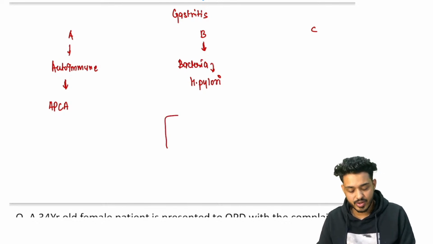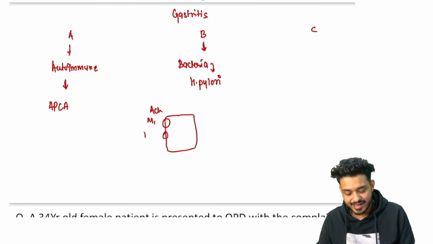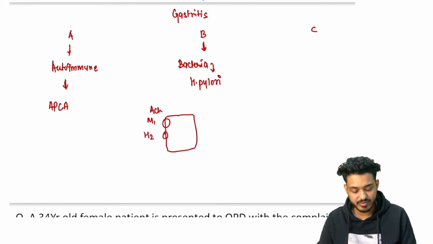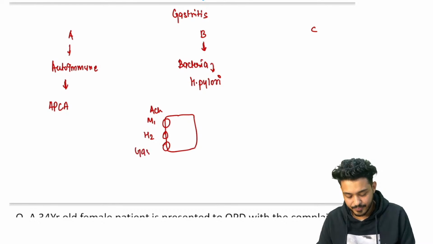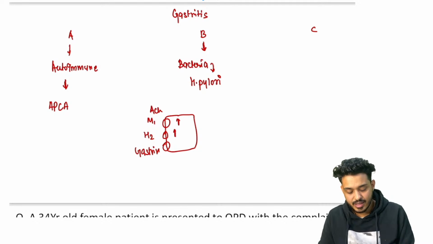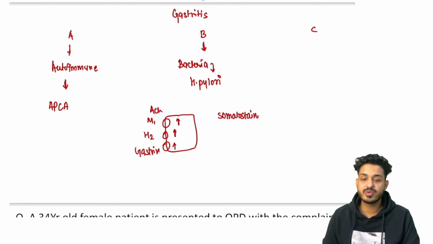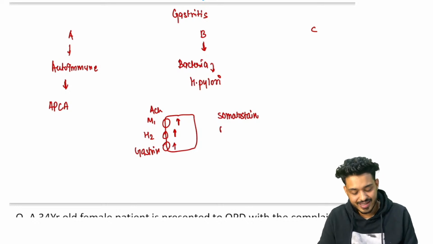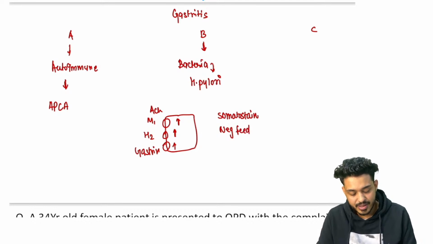What does Helicobacter pylori do? So in the GIT we are going to have three cells. First one is the M1 receptor where acetylcholine will be working. Second is the H2 receptor where histamine will be working, and third is the G cells where gastrin will be working. All these three things are going to increase acid production, right? Which thing is going to decrease the acid production? That is going to be your somatostatin, and second is your negative feedback, right? So what is happening?